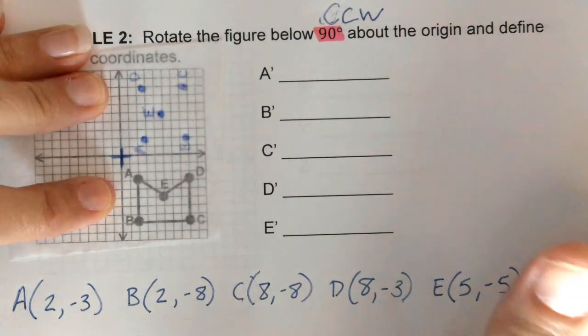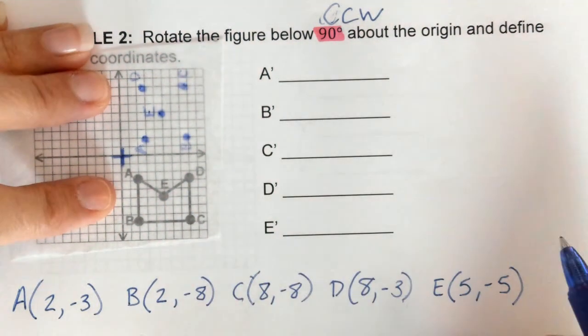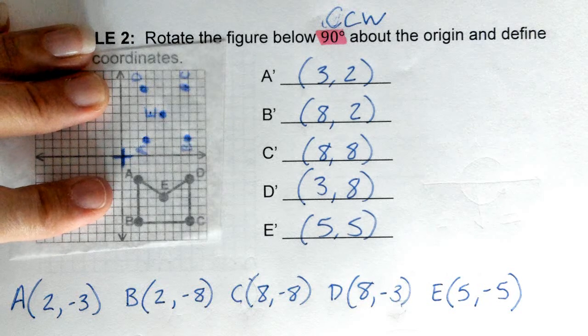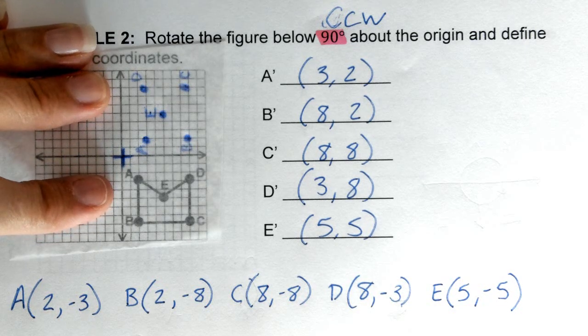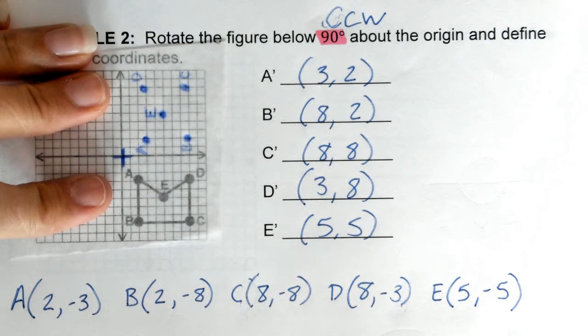Please pause it, go figure out the coordinates on your own, and resume and make sure that you have the correct coordinates. Now I'm going to pause mine, write them in, and then resume as you are. These should be your coordinates of your A through E prime. So what we want to do now is compare.